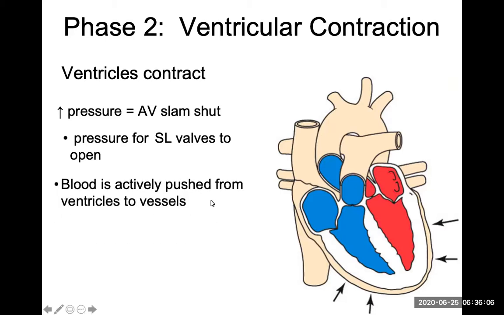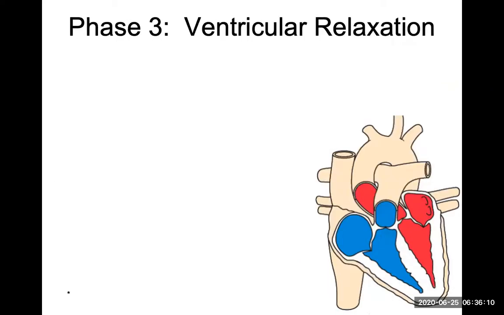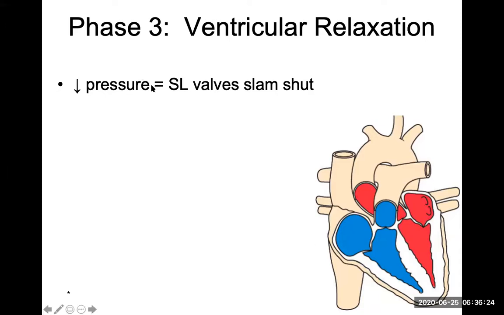So blood will actively be pushed from the ventricles to the vessels. Then phase 3 involves ventricular relaxation. So after the blood has been actively ejected from both ventricles, the pressure again decreases because you don't have as much blood volume. So this decrease in pressure will slam your semilunar valve shut, and that's the second heart sound that the doctor is listening for in the stethoscope.